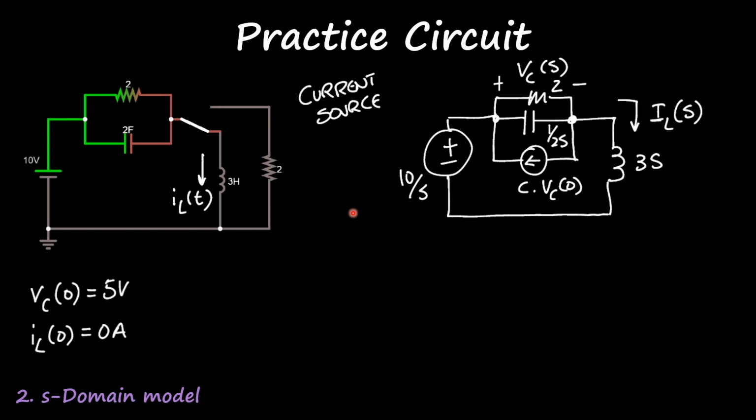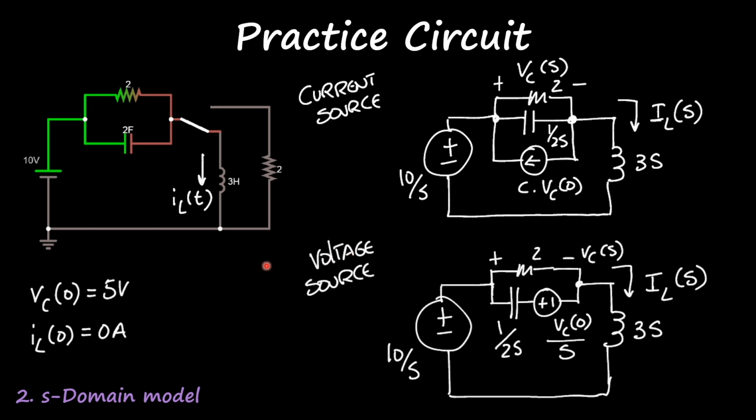Another way of drawing this circuit is to represent that initial condition as a voltage source. Both are going to work. You're going to pick the one that makes your life easier to extract the parameters that you want to extract, but you should be able to get exactly the same result whatever model you use from this domain.